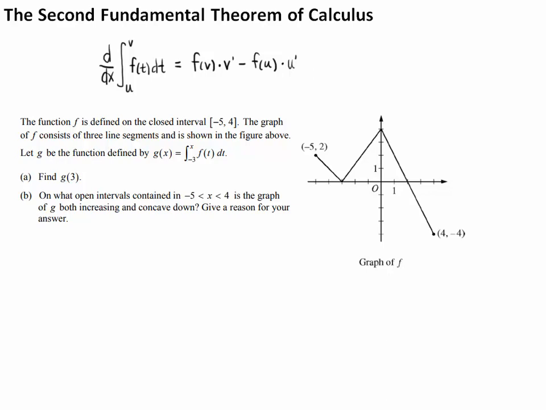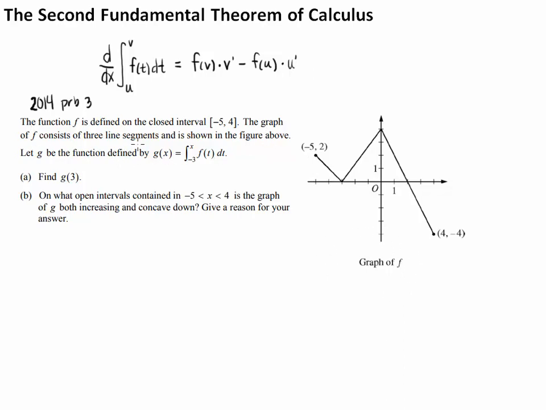Okay, I want to do one final problem, actually two final problems here. This problem here comes from an actual AP exam. This is from the 2014 exam. This is problem 3, parts A and B. I want to take a look at this. So it says the function f is defined on the closed interval -5 to 4. So from here, -5 to 4. This is a graph of f.